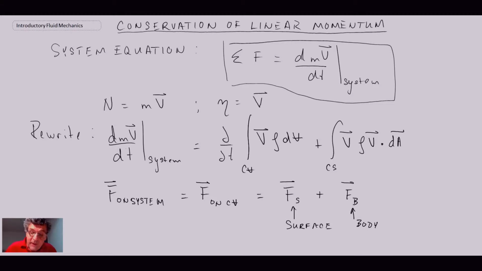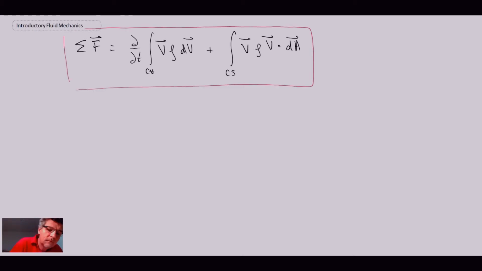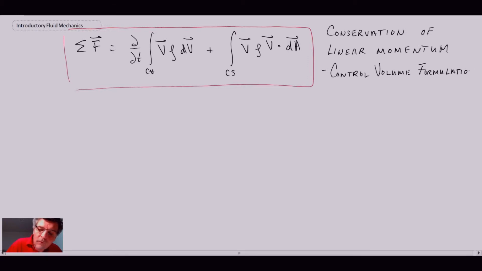So with that, we put these two together, and what we get is the equation for conservation of linear momentum for a control volume. So this is conservation of linear momentum for a control volume. Now, for students new to fluid mechanics, this term here quite often causes a little bit of grief.